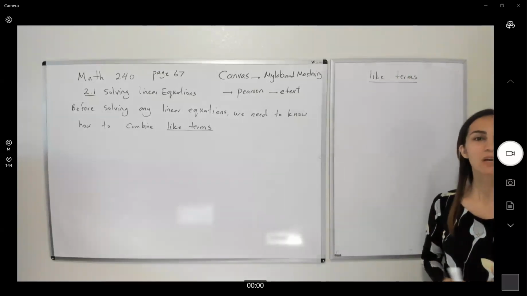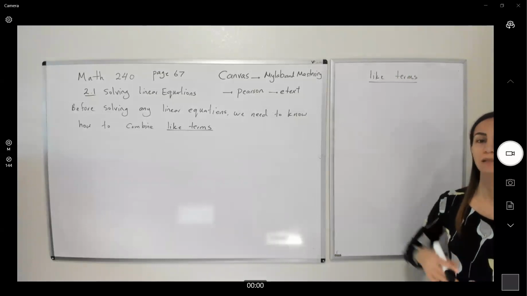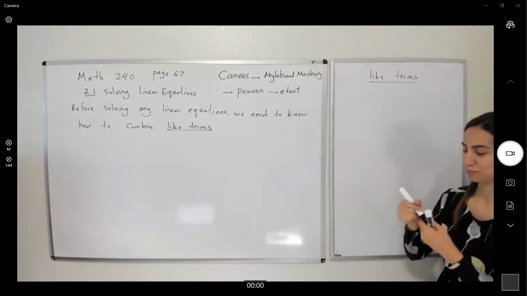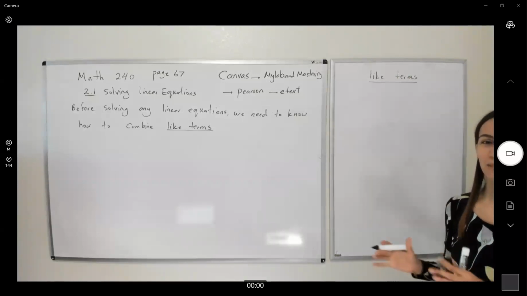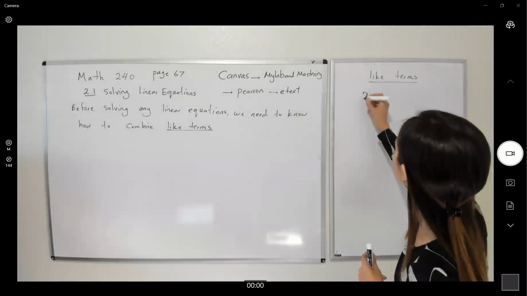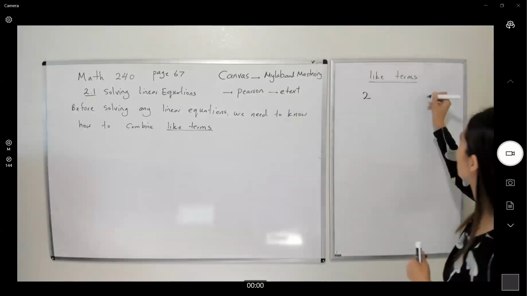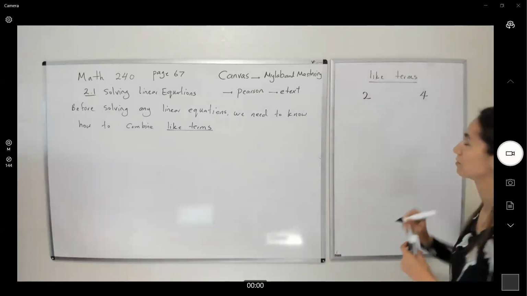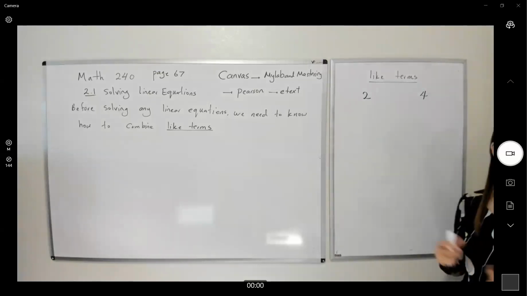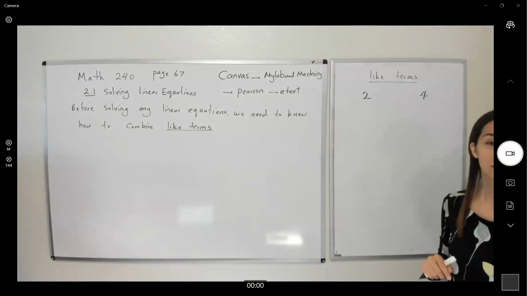For example, any constant, any number is similar to another number in the sense that you can add them, subtract them. 2 is a like term with, for example, 4. It means that you can add these two numbers. 2 plus 4 is 6. You can subtract these two numbers. 2 minus 4 is -2.